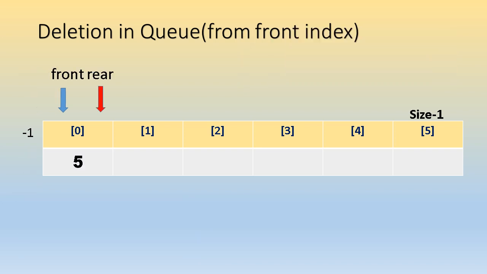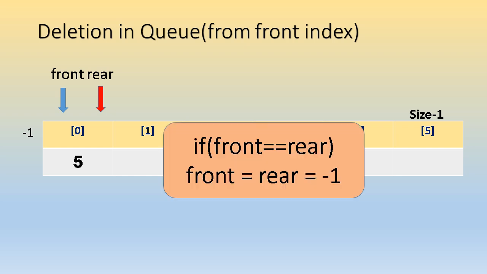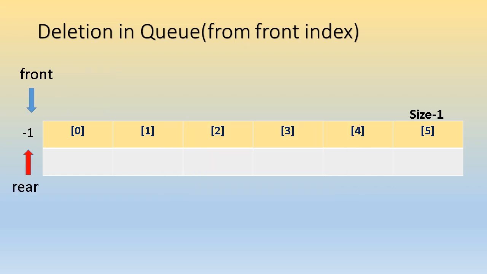Otherwise, to delete an element, there will be two situations. When only one element is there in the queue, meaning both front and rear are pointing to the same index, then after deleting this element, the queue will be empty. So we have to set both front and rear to index number -1. So this is the condition: if front equals rear, then front equals rear equals -1. So after deleting this 5, we have to set front and rear both at -1.